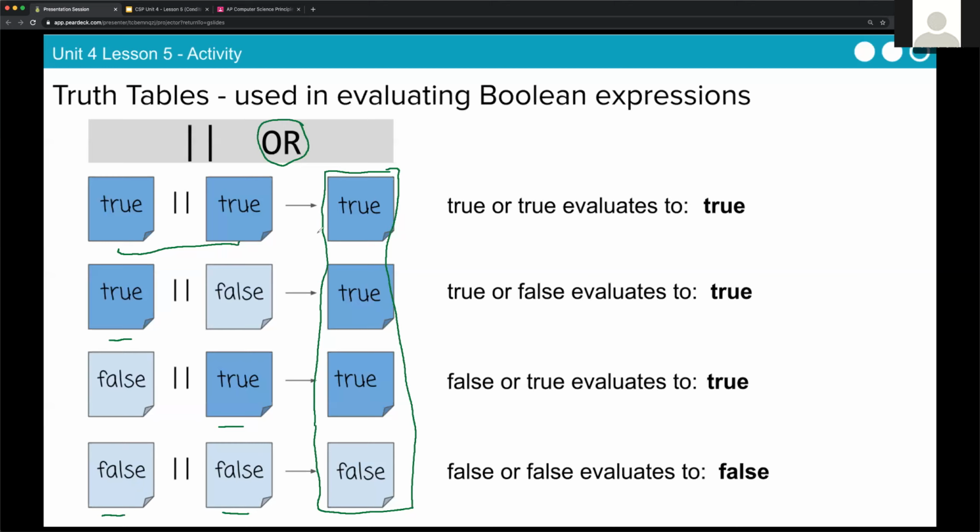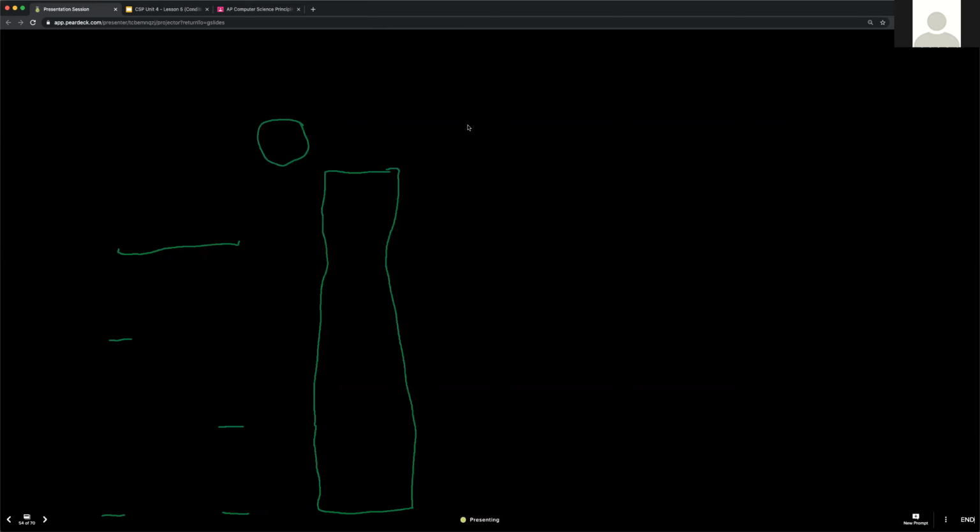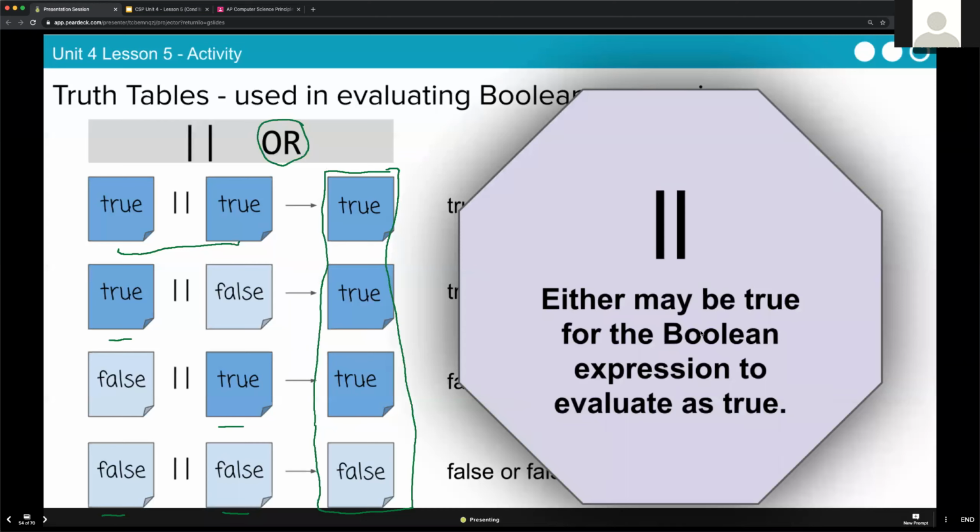Okay. So this is kind of the opposite of and, right? Where with and, both sides have to be true for the whole thing to be true. But if you only have one false, the whole thing becomes false. Okay, so the big idea here is that either side can be true for the whole thing to be true.